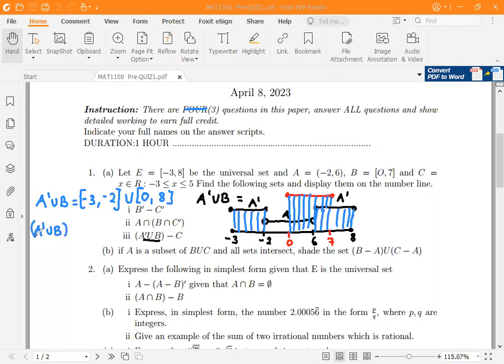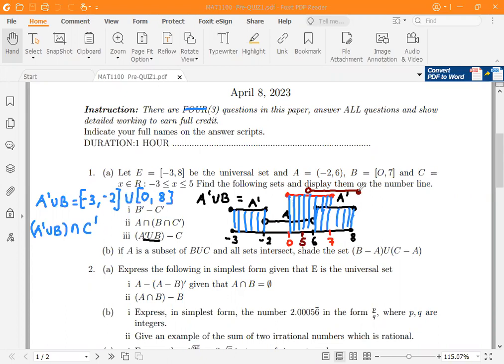Now, the question says, find A complement union B minus C. Minus means intersection, C complement. So now we need to get C complement. Now remember, C runs from -3 to 5, so the complement of it is going to be from where? So C complement runs from 5 to infinity. So from 5, open, all the way up to 8, which is the blocking line there.